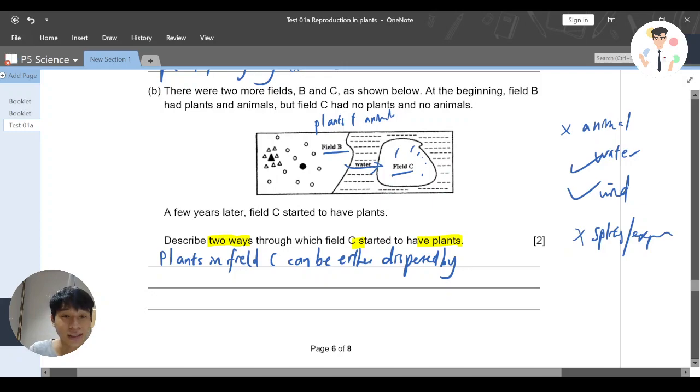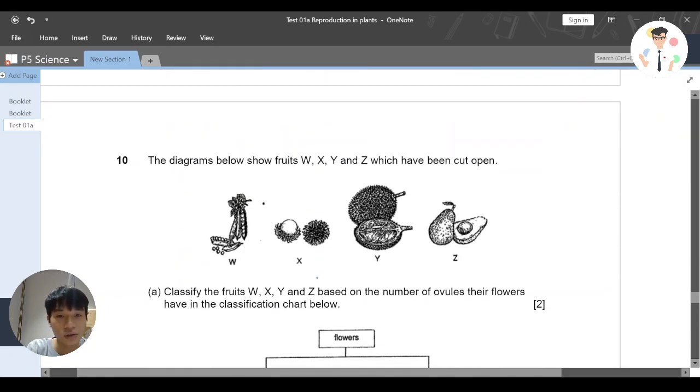So it will probably be by wind or by water. Okay. So plants in field C can be either dispersed by water or dispersed by wind. That's all. Water or wind. Let's move on to the next question.